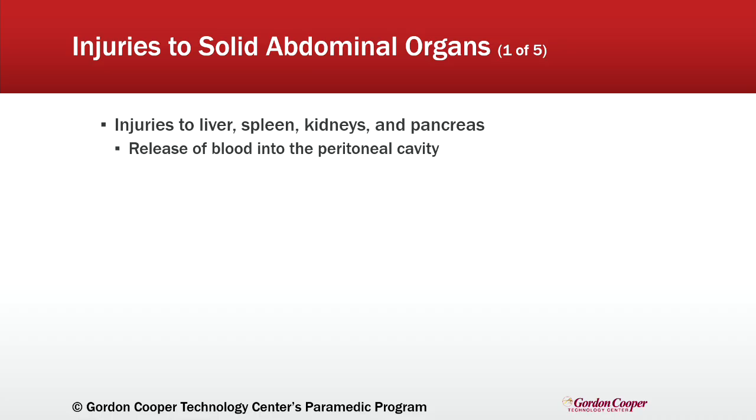Solid abdominal organs include the liver, spleen, kidneys, and pancreas. An injury to any one of these organs can cause blood to be released into the peritoneal cavity, which may result in non-specific signs such as tachycardia and hypotension. The findings of these injuries are related to the size of the injury and the time since it occurred.